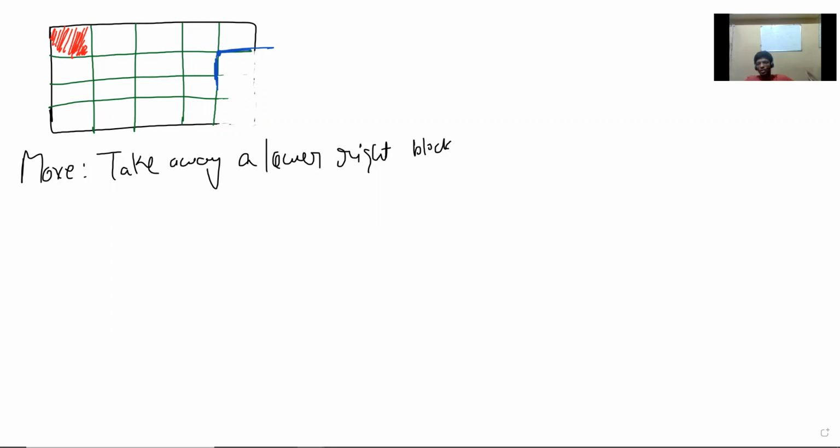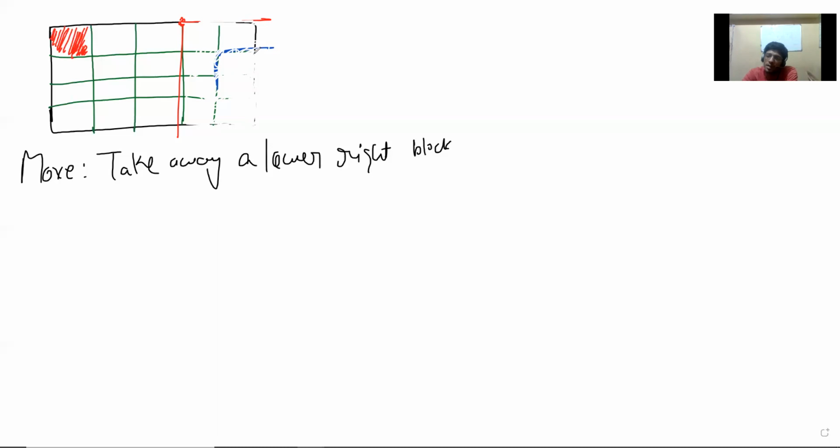So if A chooses this, then he has to take away the entire part to the lower and the right. And then he'll take away this thing, so this entire thing will go away. You see? And so in this way, the game moves. And the person who is forced to eat the last cookie, that last red cookie, he loses. The person who is forced to take away the last red cookie loses.